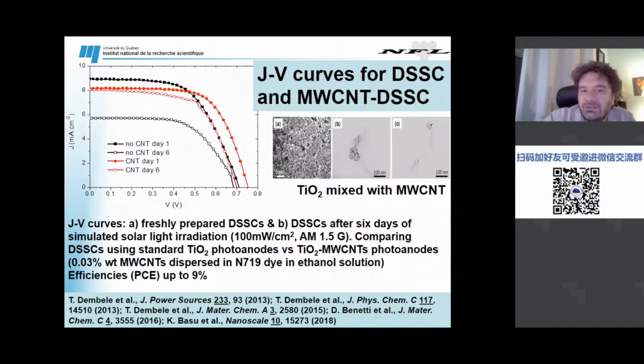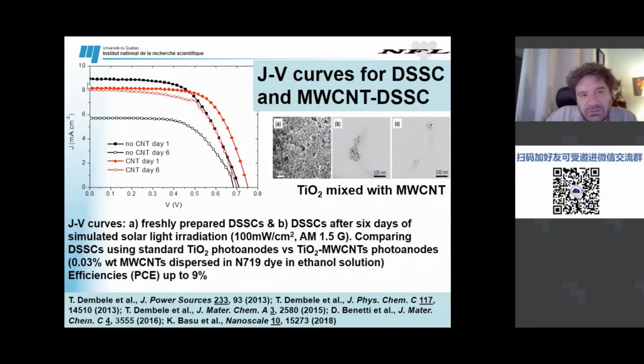Basically, you can see here how this mixed photoanode, this composite photoanode, presents an interesting profile when it comes to its power density output, simply because of the presence of carbon nanotubes. So our record efficiencies, for our case, are about 9%, which is certainly not a world record, but quite respectable for this technology.